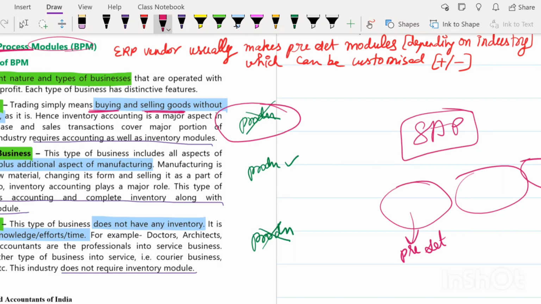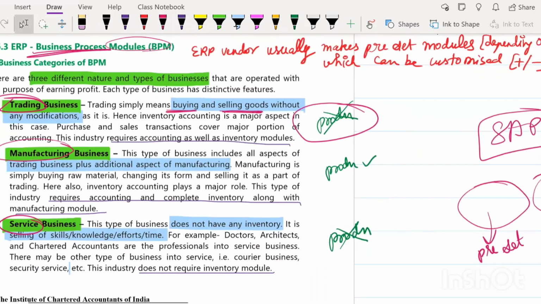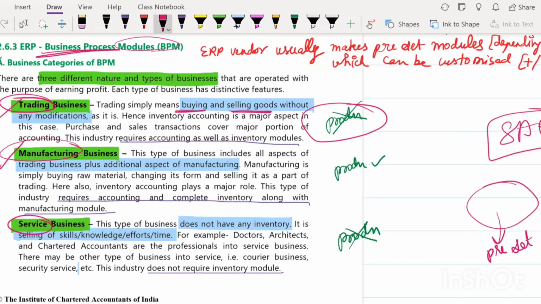You will not need a production module, correct? So in such case, you have to keep in mind that. The same way, if there's a manufacturing business, here the production module is going to be needed, because here you may also trade, but here you have to have the aspect of manufacturing. You have to produce the goods. So here the production module will be needed.